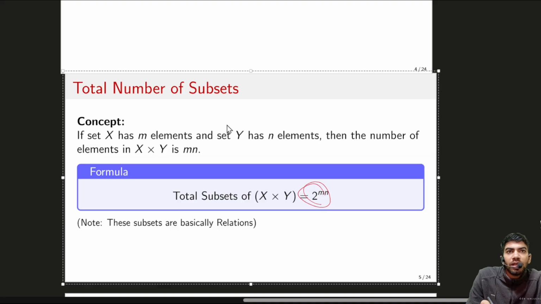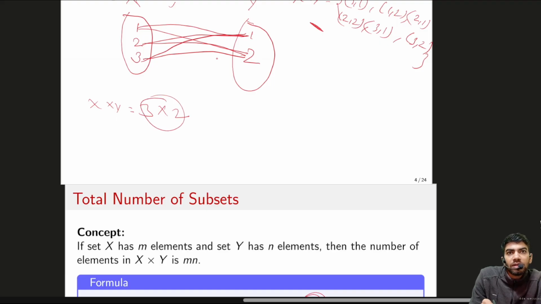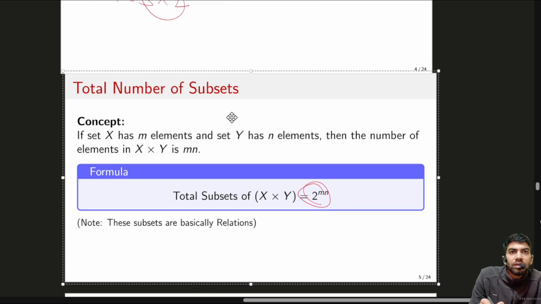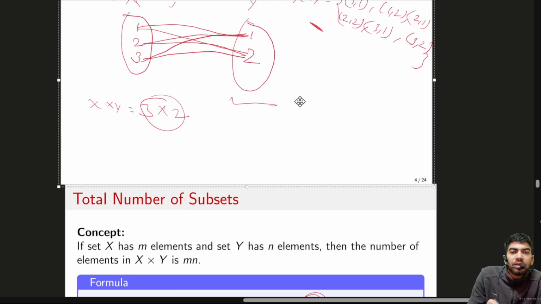We have seen above that X has 3 elements, Y has 2 elements. The total number of elements of X cross Y is 6. So 1, 2, 3, 4, 5, 6. The total number of subsets of X cross Y is 2 to the power mn. So now the total number of subsets in this X cross Y is 2 to the power 6.